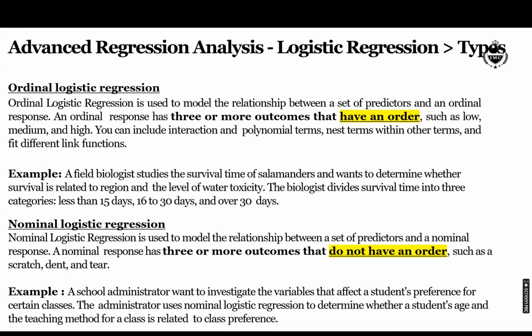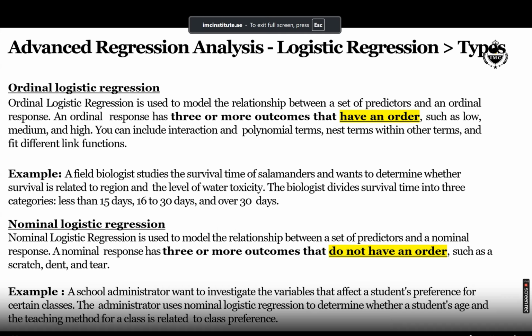The next one is ordinal logistic regression. Ordinal logistic regression has an order; in order, it will appear as an output. A field biologist studies the survival time of salamanders and wants to determine whether survival is related to region and the level of water toxicity. The biologist divides survival time into three categories: less than 15, 16 to 30, and over 30. Don't you feel it's in a proper order? So that's why it is called ordinal logistic regression.